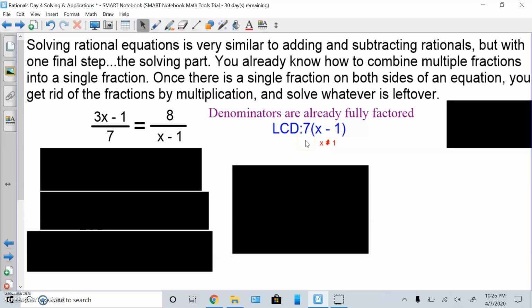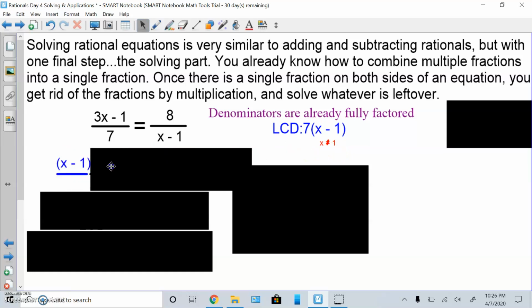Remember, this is our final denominator, so you might as well find the restrictions now. You skip the 7 because that's a number, but here's x minus 1. You set that equal to 0, add 1 on both sides. X cannot be positive 1. Once you do that, you're going to fix each fraction by multiplying what's missing, and you do the lazy way by just writing what's missing.